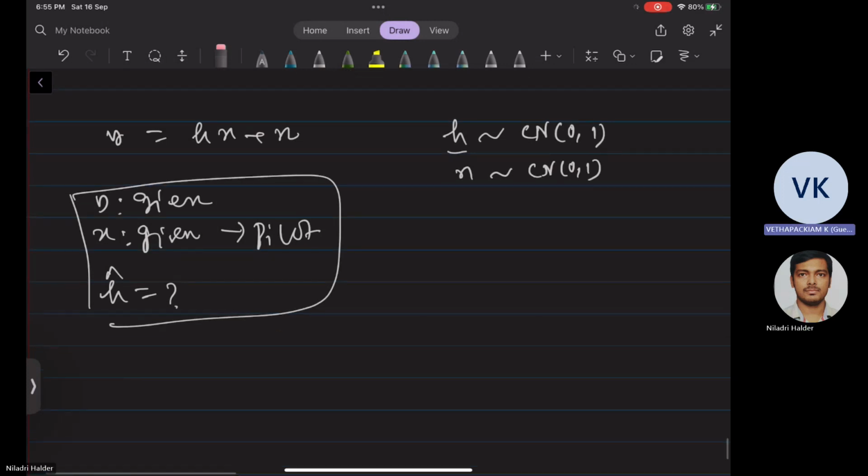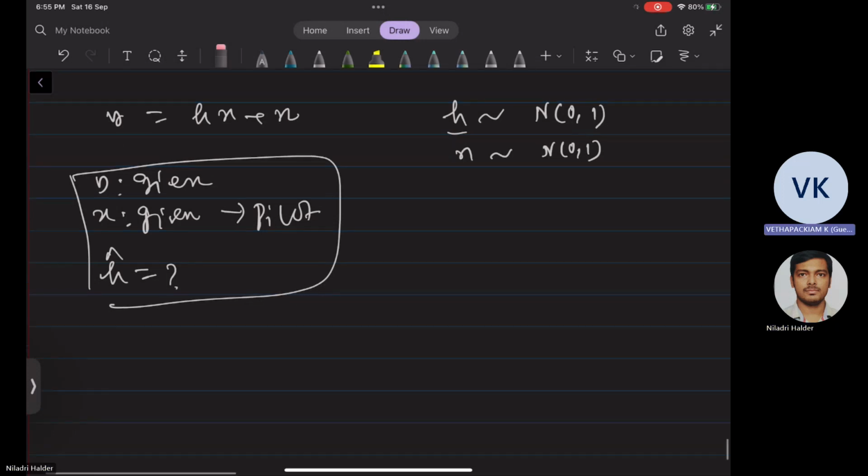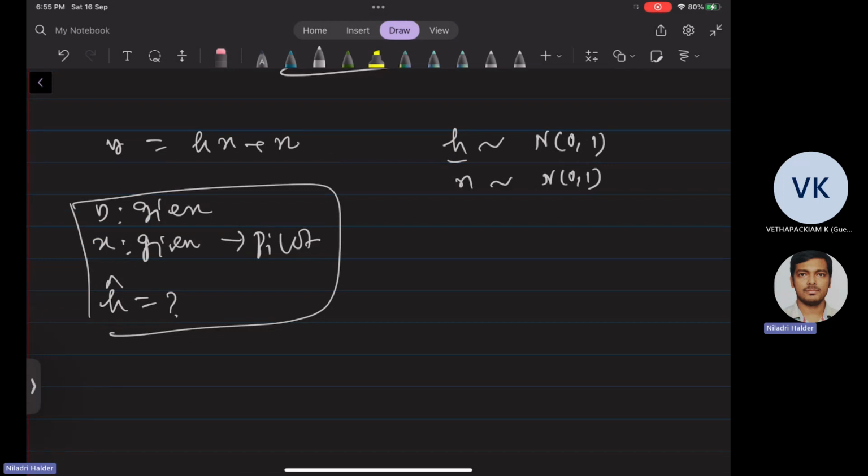Take one example and explain, sir. Okay, okay. First let me derive the equation. Then I will take the example and solve that problem.